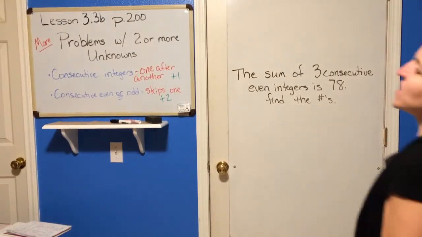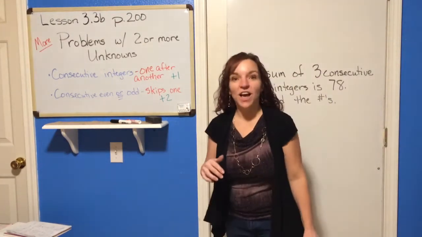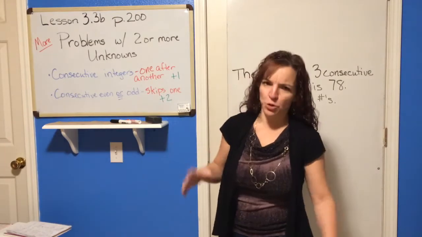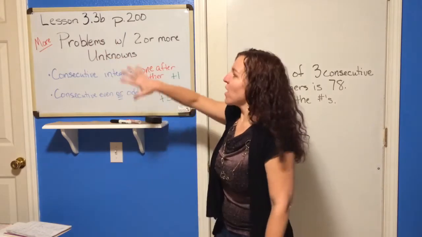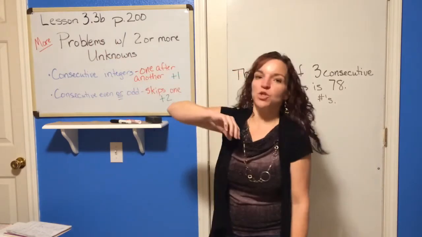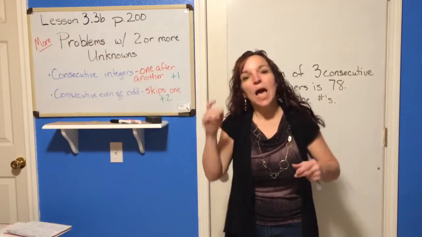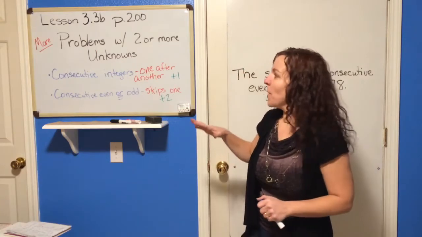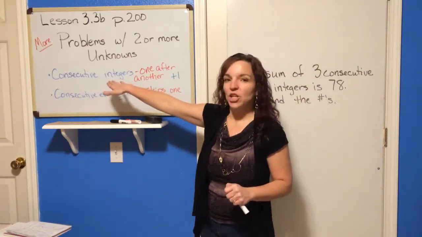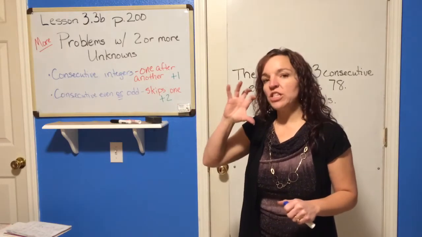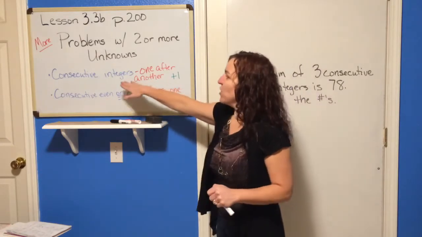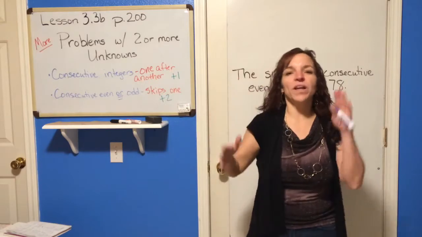All right, let's finish up the second part of section 3 of chapter 3. This is a B, not a 6, so 3.3b, and we're going to talk about more problems with 2 or more unknowns. The next type of problem we're going to do is problems with consecutive integers or consecutive even or odd integers. So what you need to know first is consecutive integers are integers that are one after the other.